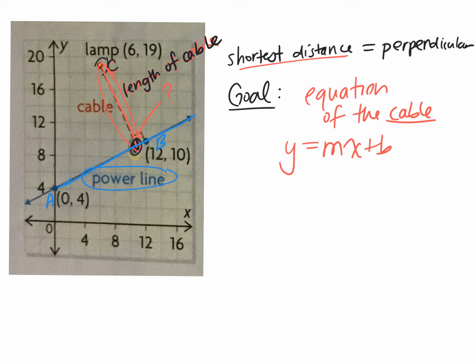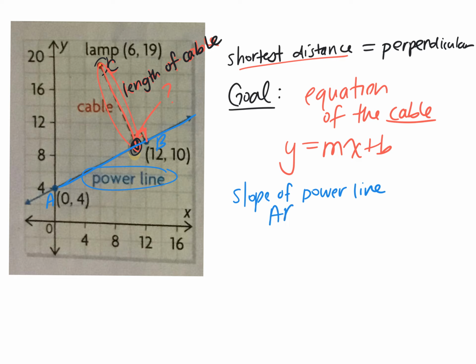Okay, so if it's the shortest distance, we know it has to be perpendicular to the power line. So first things first, what do we have to calculate? The slope, right? We've done this before. This just has a few extra steps. We need to find the slope of the power line because we know that the cable has to run perpendicular to the power line. So the first thing we're going to do is figure out the equation of the cable. So we'll start by finding the slope of the power line. Okay, so that's the easy part.